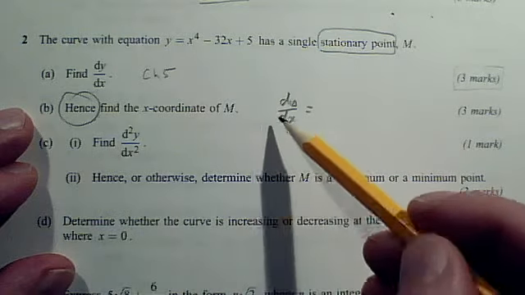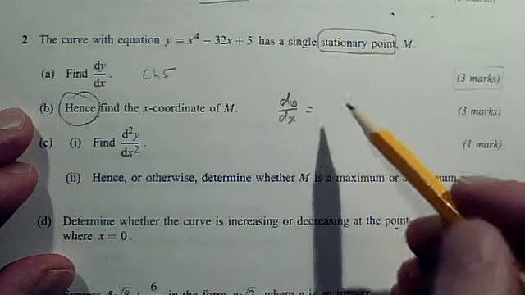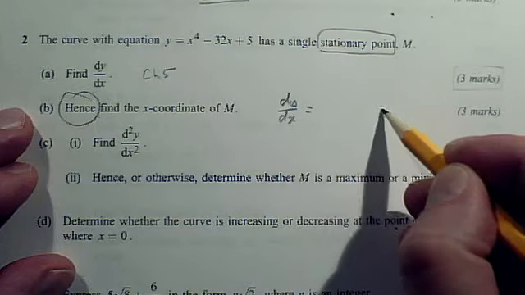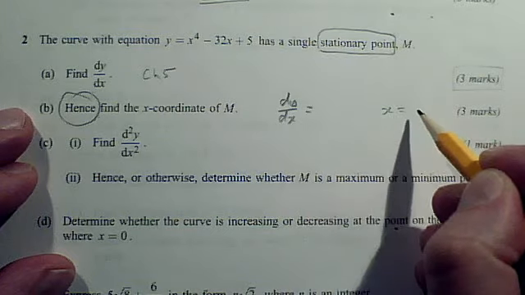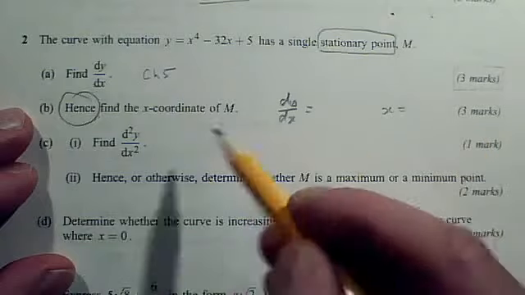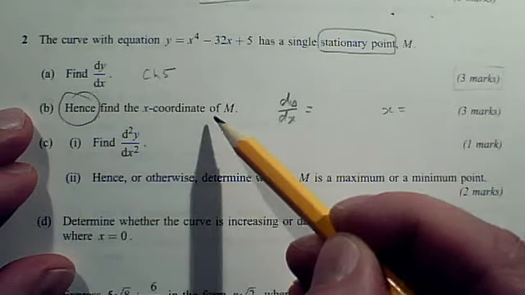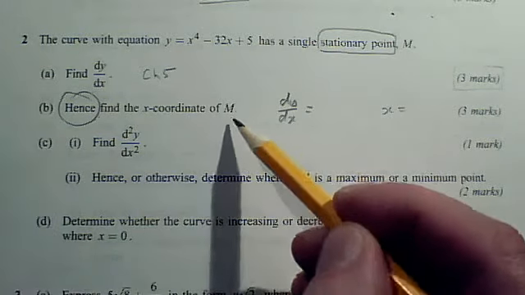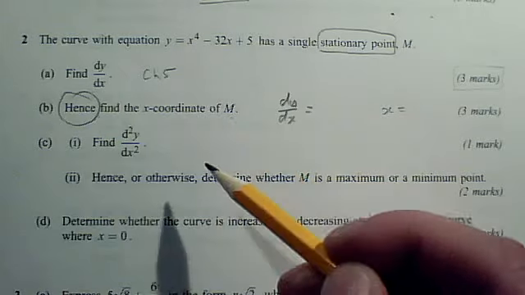Use your expression for dy by dx to set up an equation, solve it, and find the x value for which there's a stationary point, and that's all you need this time. It just wants the x-coordinate, so you don't need to find the y-coordinate of M this time.